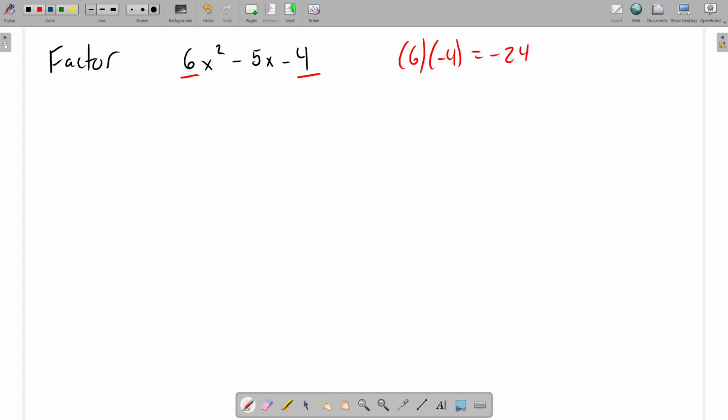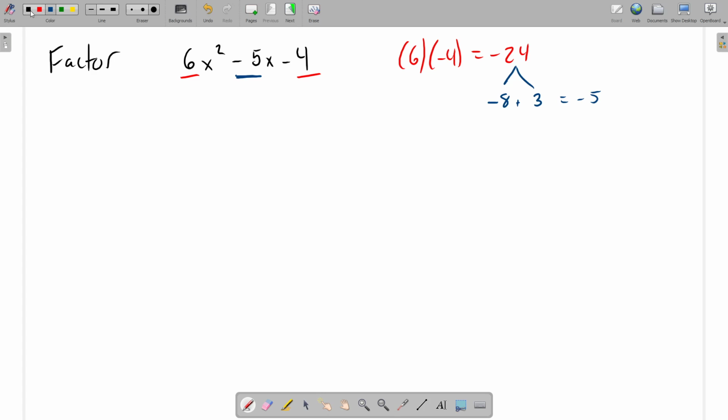What we're doing with this negative 24 is looking for two factors that are going to add up to make our middle term, our b term. So we can list them all out, and eventually we should see that negative 8 and 3 both multiply to make negative 24. And if we added these together, we would get this negative 5, the middle term.